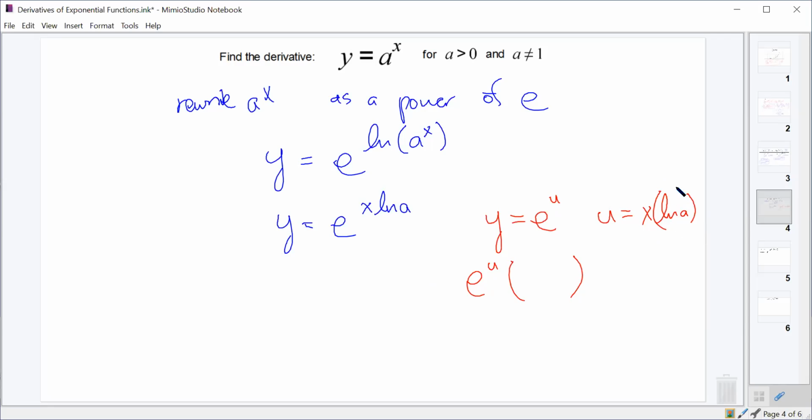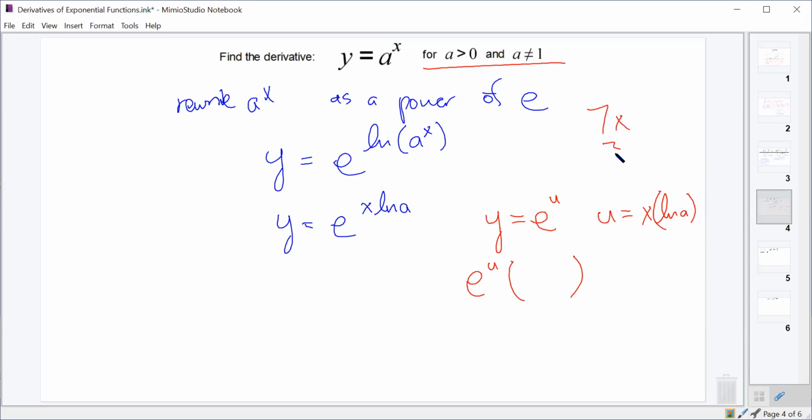What is natural log of a? What is a? A constant, right? It's just some number, right? What's the natural log of some number? It's some other number, isn't it? So what am I looking at here? I'm looking at some number times x, right? Suppose that's 7x. What's the derivative of 7x?